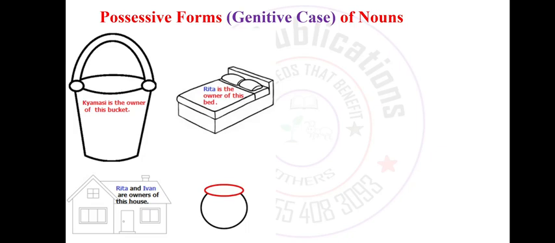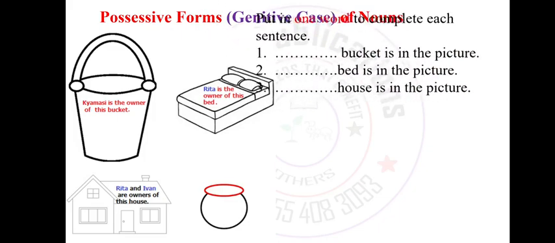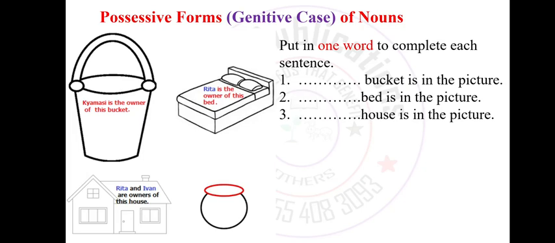Okay, let's move on and see something. How are we going to put this? Instead of saying they are owners, they are this, they are that, how could we also put it again? So we say put in one word to complete each sentence. Whose bucket is in the picture? Whose bed is in the picture? Whose house is in the picture? All right. Put your answers down and let's see.